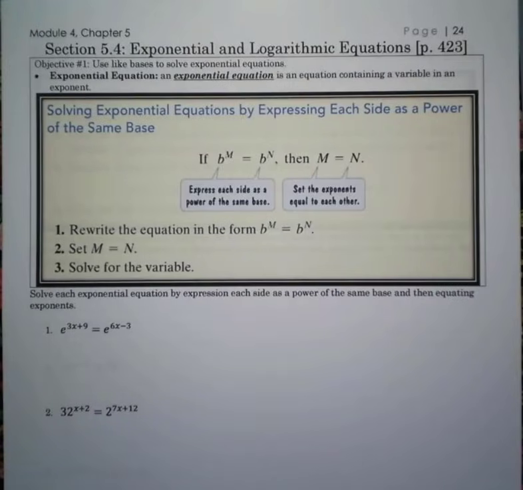In section 5.4, we're going to talk about equations that involve exponents or logs, and both of them have some of the same properties. So let's start talking about exponential equations.